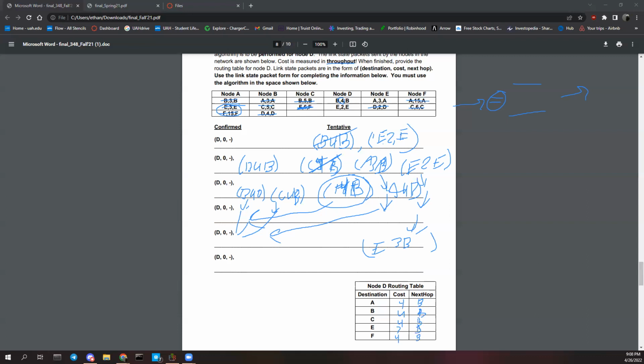There it is. Throughput ones are definitely the trickiest type. But remember, worst comes to worst, if you want to solve these questions with almost 0 brain effort, you just draw the network physically.